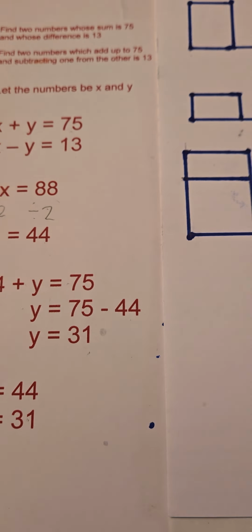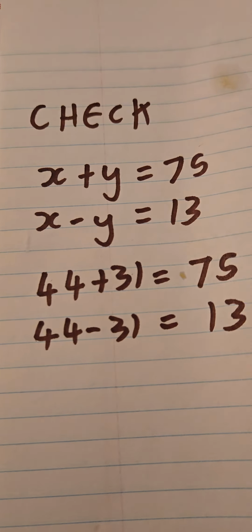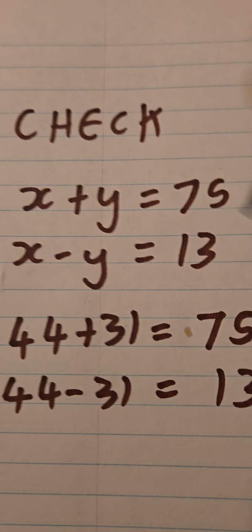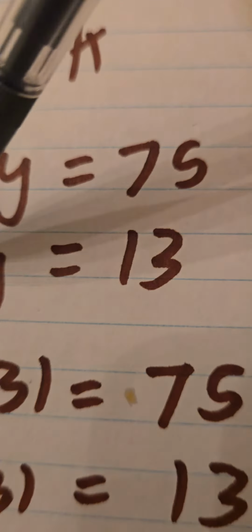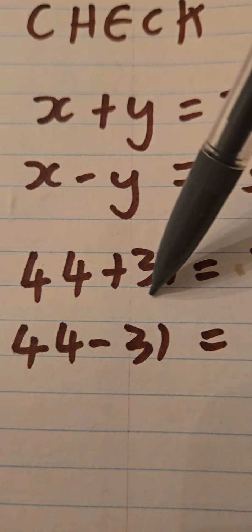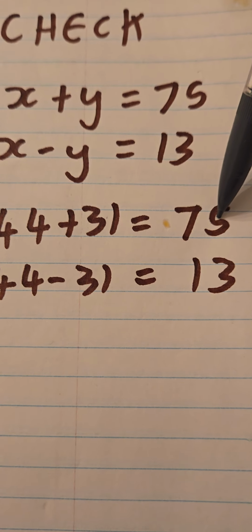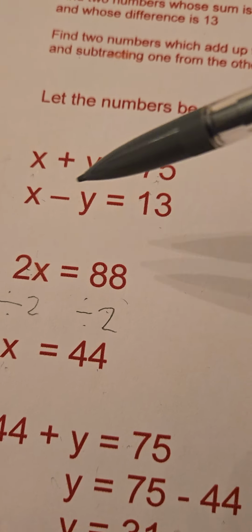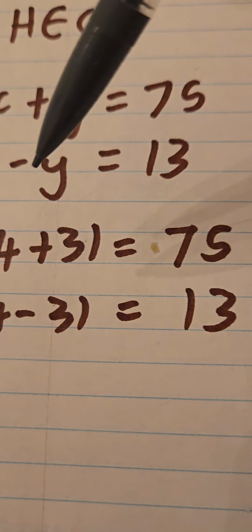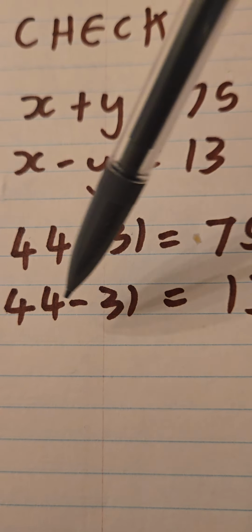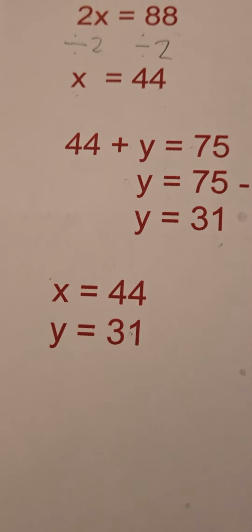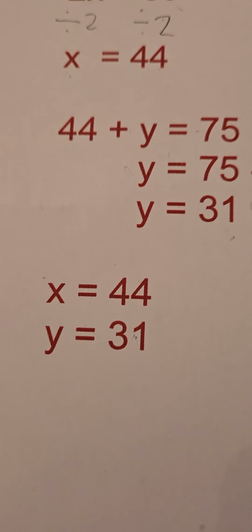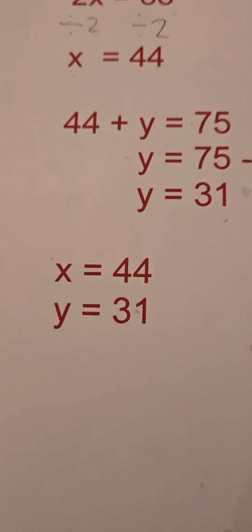We've solved the question. Now we just want to check. We're told at the very beginning that x plus y equals 75. 44 plus 31 indeed is 75. We're told x minus y equals 13. Indeed, 44 minus 31 is 13. So there is our answer to the question. 44 and 31 are our two numbers.